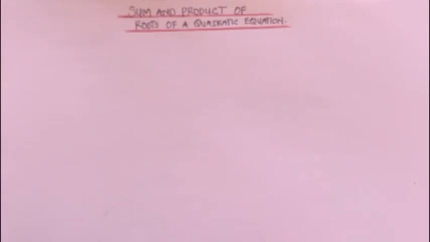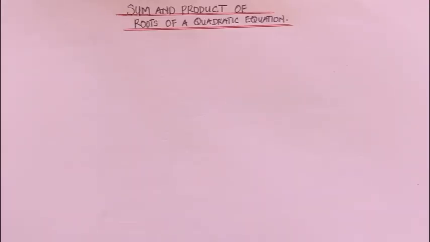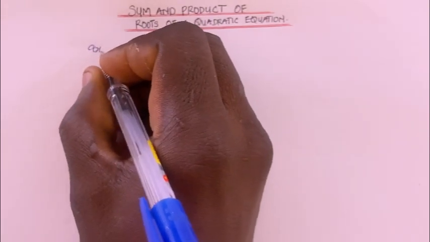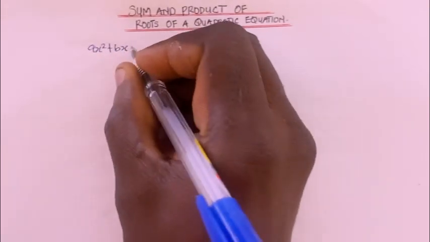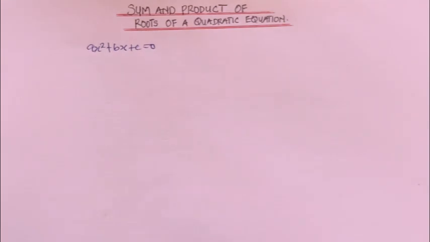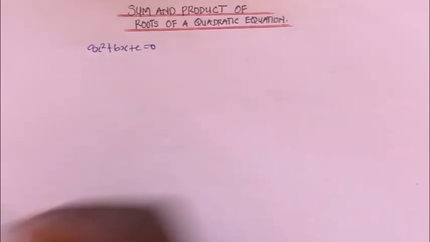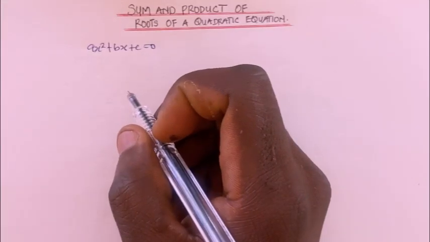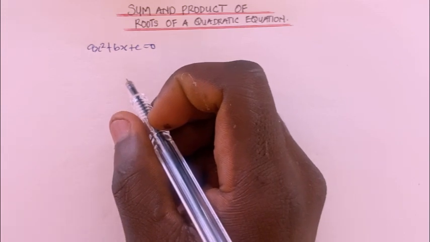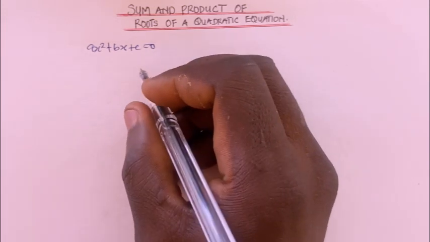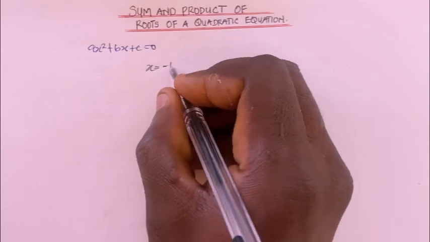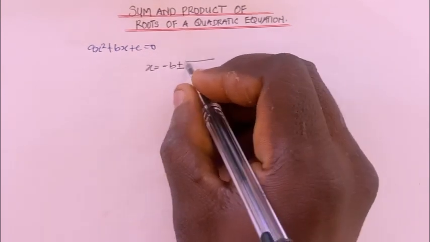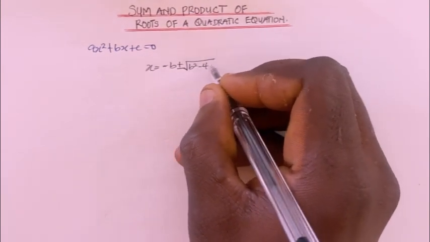Hi friends, in this video I'll be showing you how to find the sum and product of roots of a quadratic equation. Suppose you have an equation of the form ax squared plus bx plus c equals 0. From this expression, using the completing the square method, we are able to derive a general formula for the quadratic equation, which is x equals minus b plus or minus root of b squared minus 4ac, all divided by 2a.